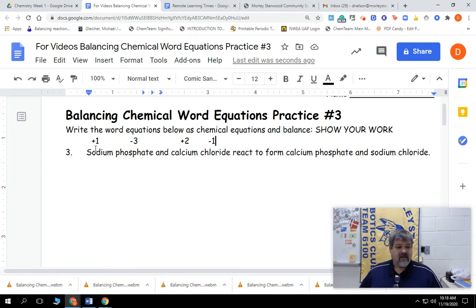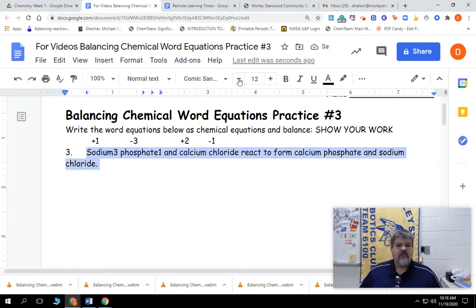So sodium is a +1. Phosphate is a -3. So they don't cancel each other out, so we're going to crisscross them. And so I'm going to move the 3 down here, and I'm going to move the 1 right there. Now again, I'm going to make this smaller by a little bit, just so I can put these things in.